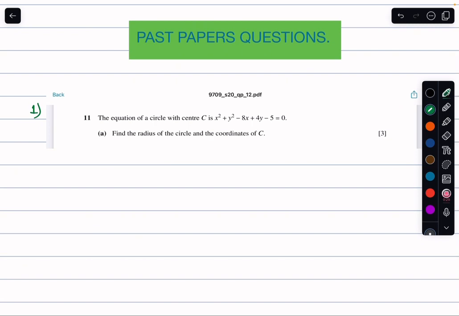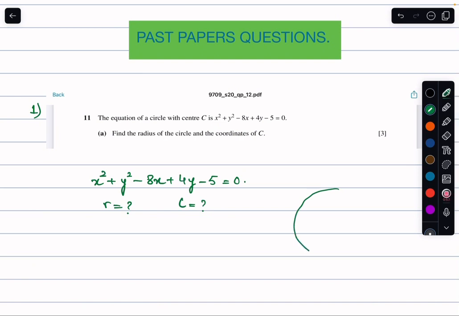So the question says the equation of a circle with center C. I have the equation of the circle, center C, it's x squared plus y squared minus 8x plus 4y minus 5 is equal to 0. So we need to find the radius of the circle and the coordinates of the center C.